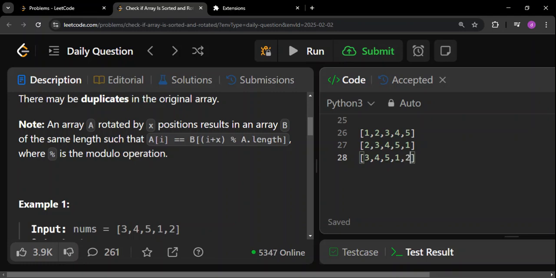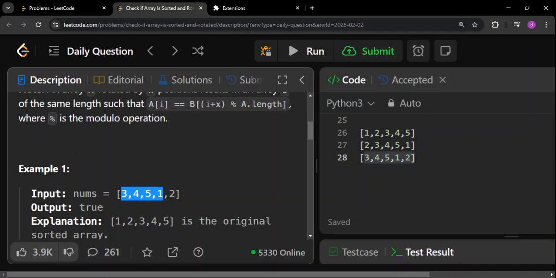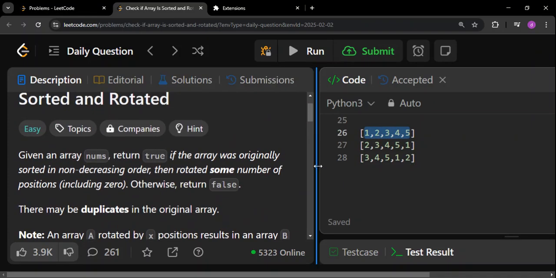Yeah, after one, two will now come. Okay, so this is the result after two left shifts. This is what we are given basically: 3 4 5 1 and 2. As we know, this is achieved by left shifting the original sorted array by 2 times. As simple as that. So we can say that the answer for this is going to be true.